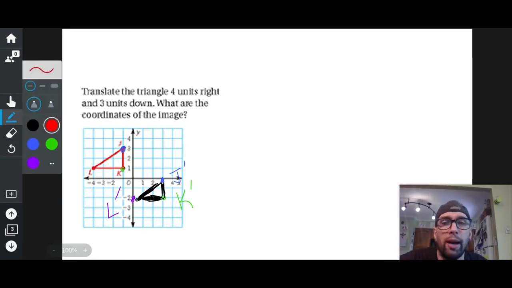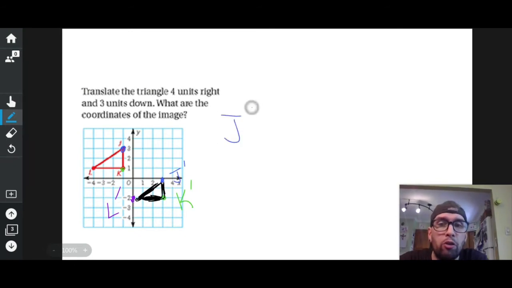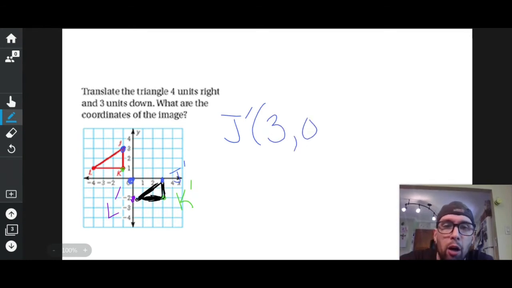So what else do I have to do? Well, it looks like I have to name the new points. So I'll start with J prime, and the way I go from the origin to J prime is I go right 1, 2, 3 spaces, so that's going to be 3, and then I don't move up or down, so I have a 0.